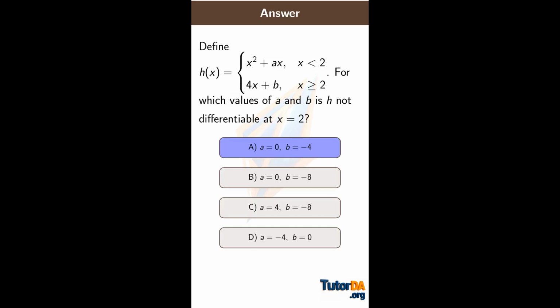Define h of x piecewise: x squared plus x if x is less than 2, and 4x plus b if x is greater than or equal to 2. For which values of a and b is h not differentiable at x equals 2? Hence, the correct option is A, that is a equals 0, b equals minus 4.